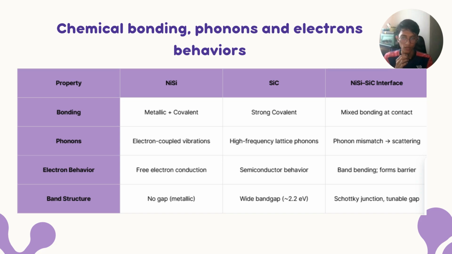Next, we look at electron behavior and band structure. NiSi acts like a metal, so electrons move freely. This gives it high electrical conductivity, and there is no band gap. SiC is a semiconductor with a wide band gap, so electrons are not free unless extra energy is provided. So, based on the NiSi-SiC interface, we know that a Schottky barrier forms, which bends the band and affects how electrons move across.